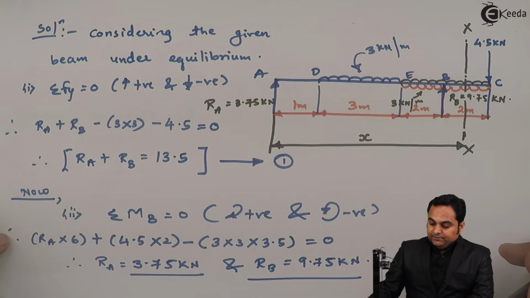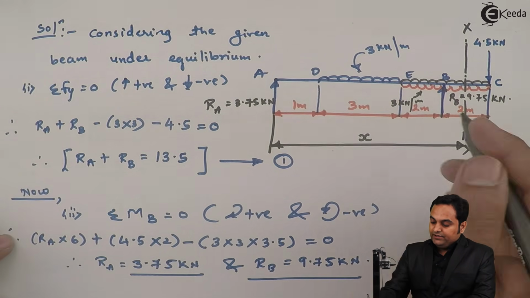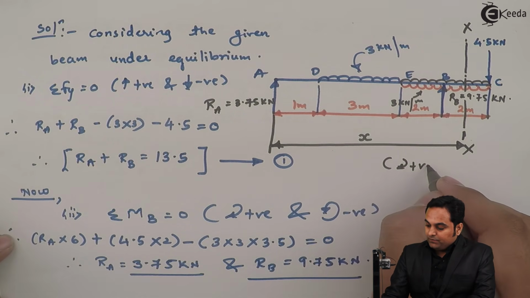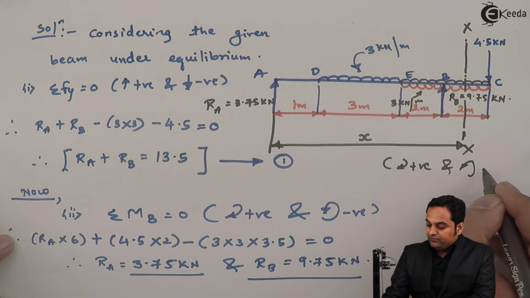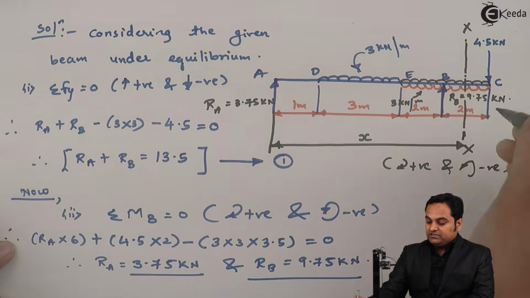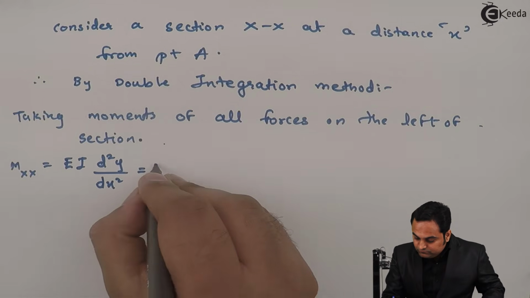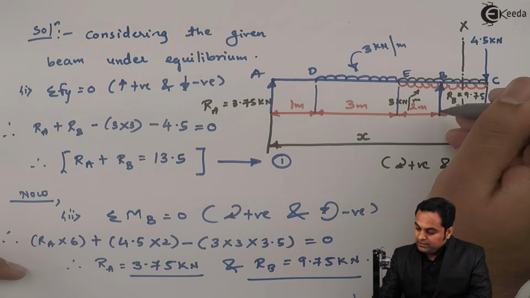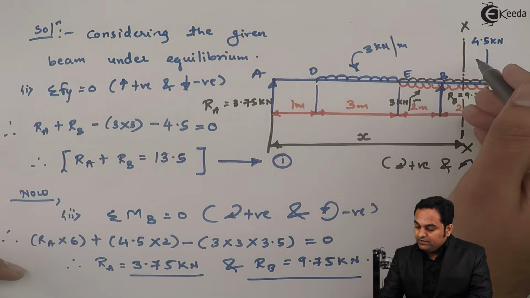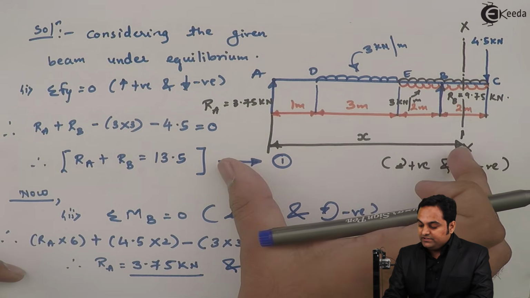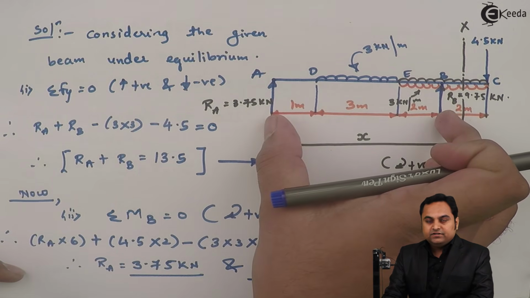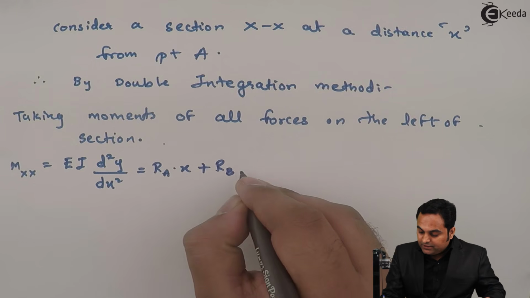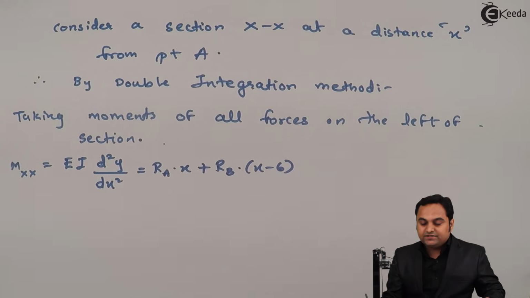So now while I am taking the moments, we have RA into x. Here my consideration is clockwise moment positive and anti-clockwise moment negative. So we have plus RA into x. Next we have RB. Now RB is also producing clockwise moment and it is at x minus 6 distance. So we have plus RB into x minus 6.